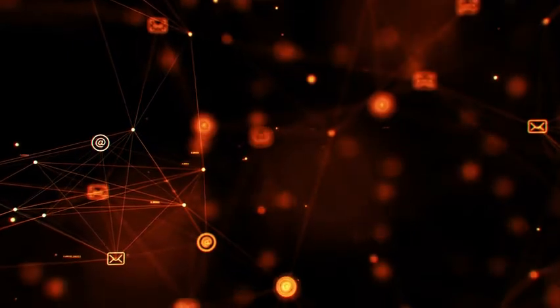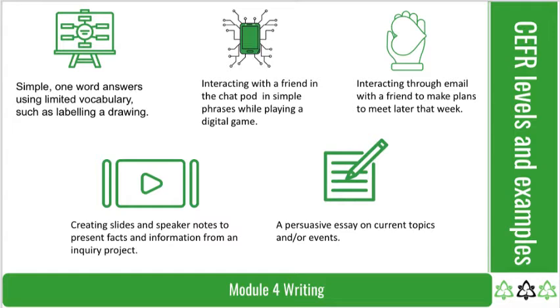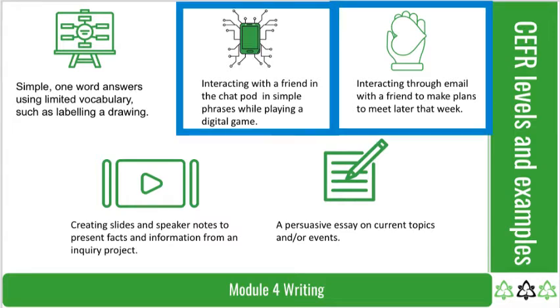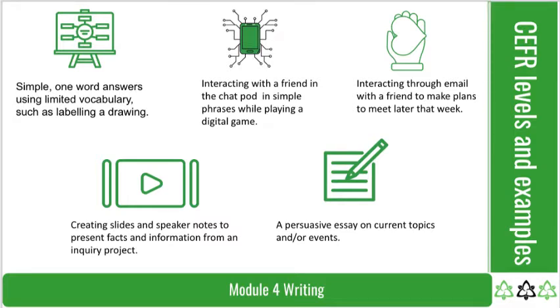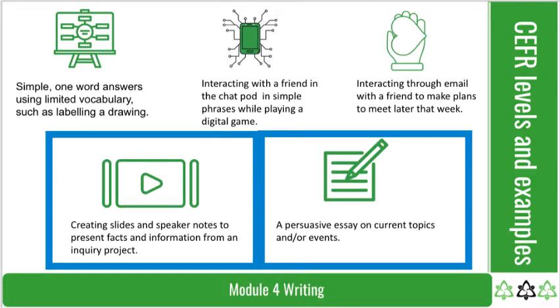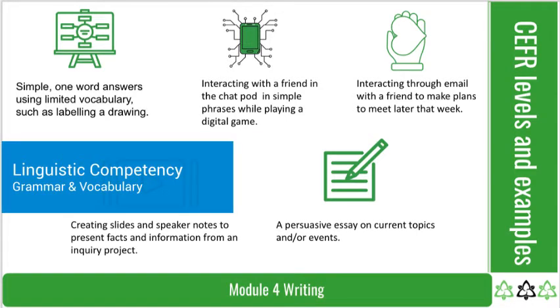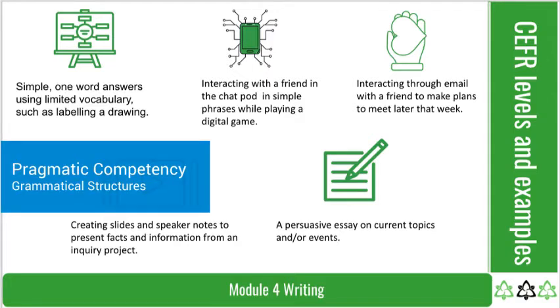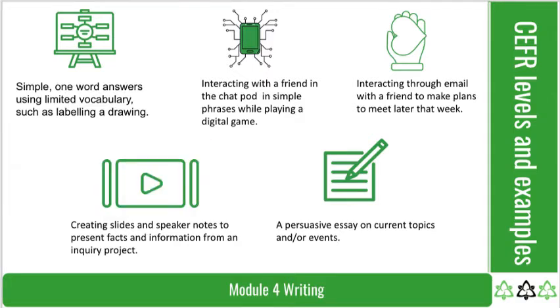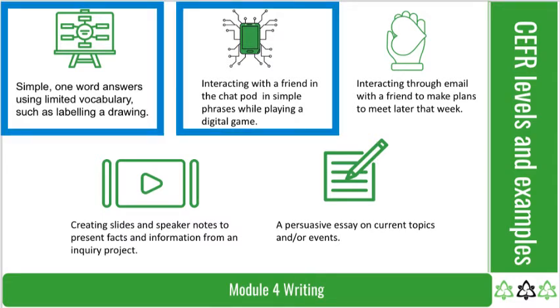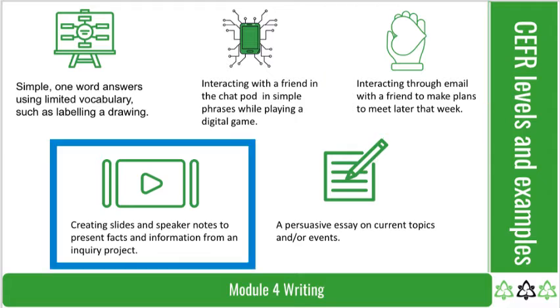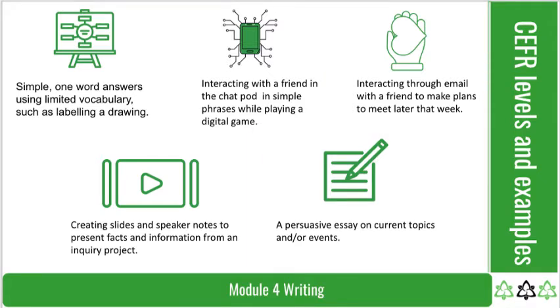Consider the sociolinguistic vocabulary required for each of these activities. Learners will use familiar sociolinguistic terms for the chatbot and email examples as they are conversing with a friend. However, they will be using more formal language for the slide presentation and the persuasive essay. The grammar and vocabulary, the linguistic competency, and structure, pragmatic competency, will also vary for each activity. Learners will use simple terms and very little structure or grammar for the diagram and the chat pod, but will use more of a rigid structure for the email, slides, and essay, and will be using more complex grammar proficiency to communicate their message.